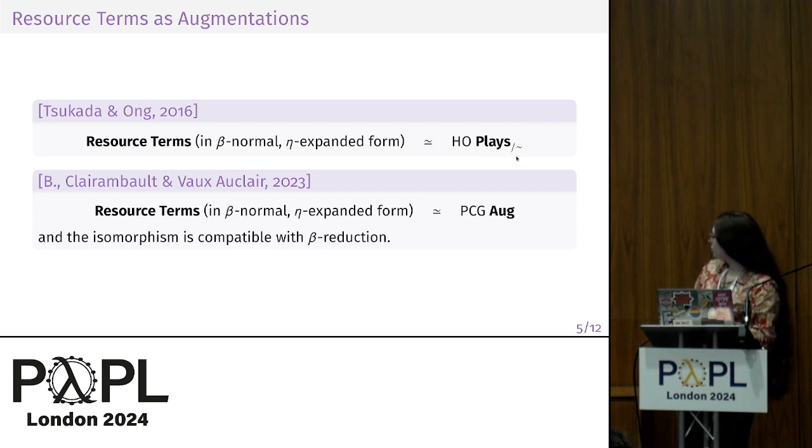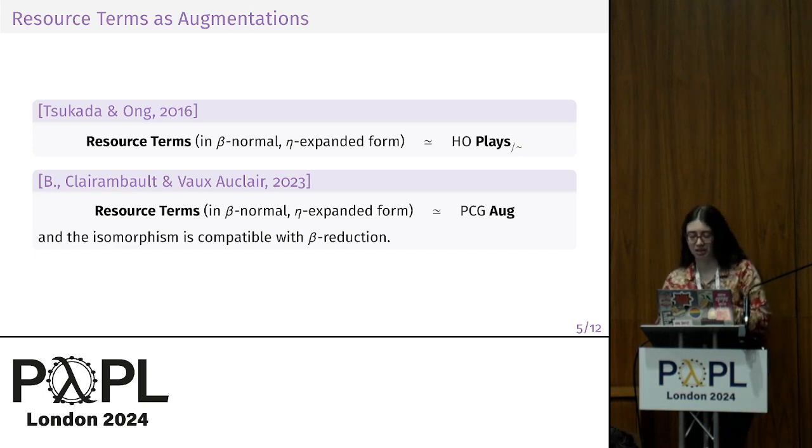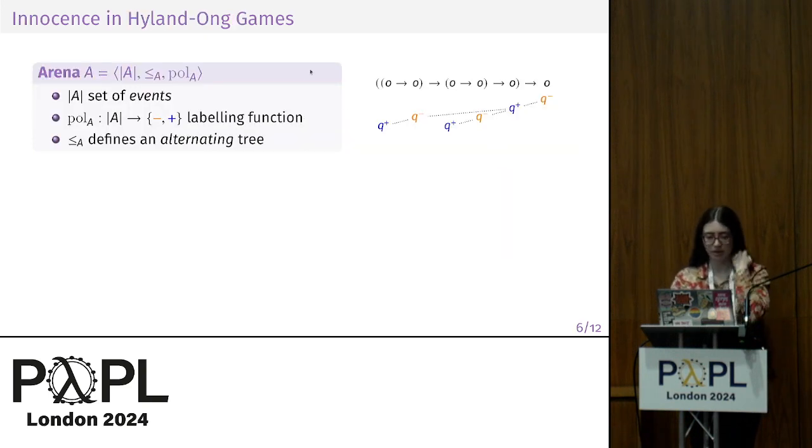We wanted to extend this result with the introduction of a more dynamic aspect, so that we have an isomorphism that is also compatible with beta reduction. To do so, we are not working in the Hyland-Ong game setting anymore. We are working in pointer concurrent games, which are a fairly new game model inspired by concurrent games, as the name indicates. The main objects are augmentations, which correspond to that idea of plays quotiented by homotopy. But first, I'm going to go back to Hyland-Ong games.